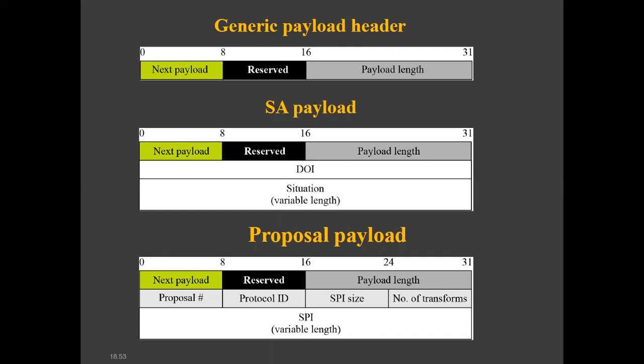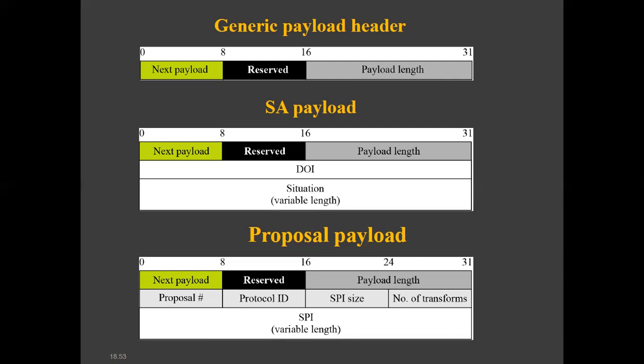Here we have to remember that the SA payload can include several proposal payloads. So if all of the proposals belong to the same set of protocol, then the proposal number must be the same for each protocol in the set. Otherwise, the proposal must have a different number.